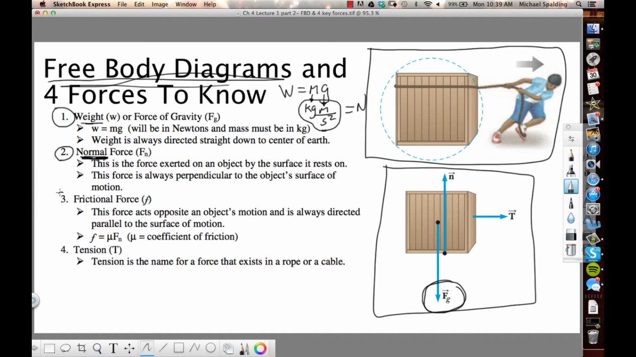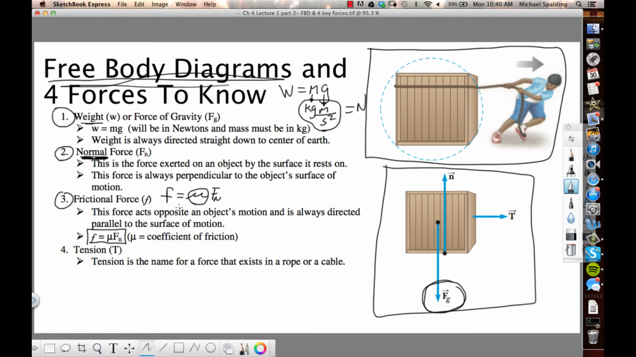All right, number 3, friction. So friction, I write friction as a lowercase f. There is an equation for friction. Friction equals coefficient times normal force. So this little guy right here is called the coefficient.